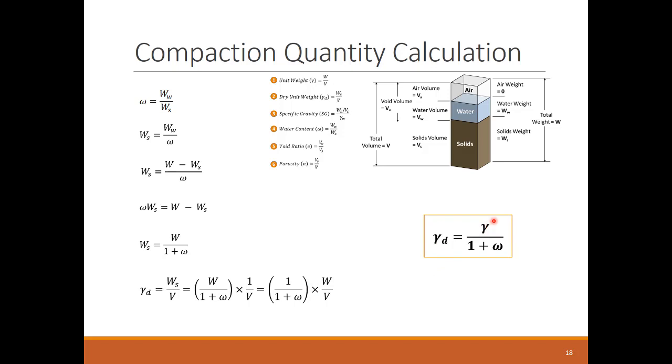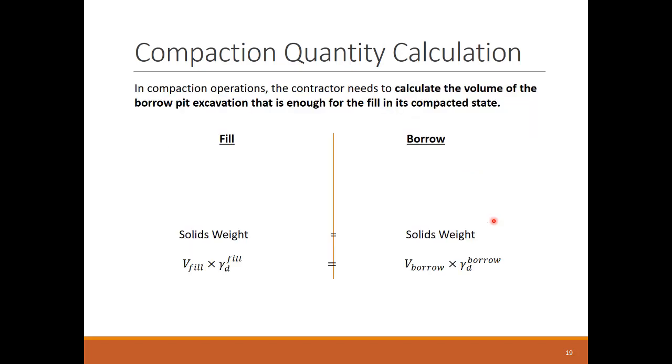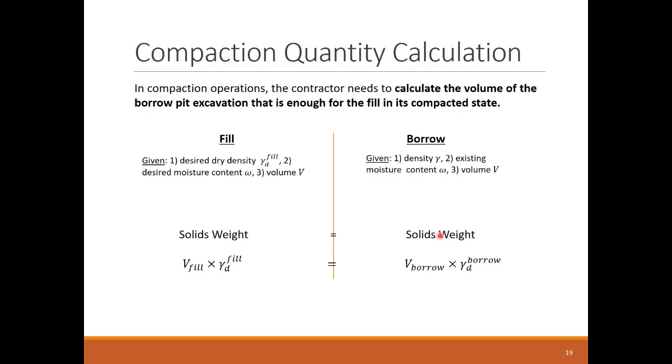Let's now see how we need this formula for the compaction borrow quantity calculation. To find the compaction soil borrow volume, we can relate the solids weight in the fill and borrow states of the soil because this property doesn't change between the different soil states. The solids weight for each case can be calculated using the dry density, gamma D.